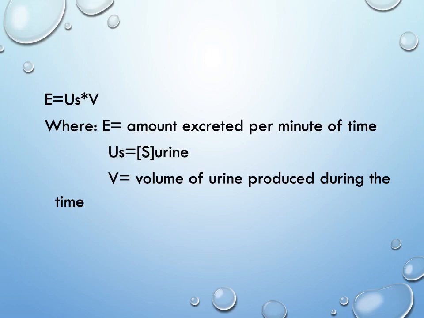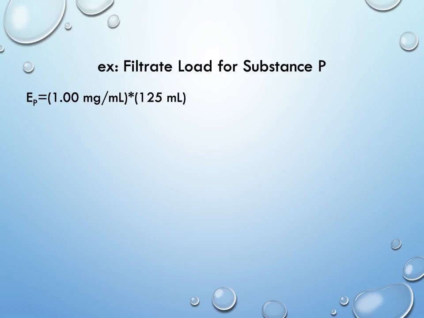So let's go ahead and take a look at an example of this. We start off with our substance P, where we have a concentration in the urine of 1 milligram per milliliter. Once again, we have 125 milliliters, so those milliliters are going to cancel each other out. When they cancel each other out, we're left with 1 times 125, or 125 milligrams. And then we simply use however long we collected as our unit time.